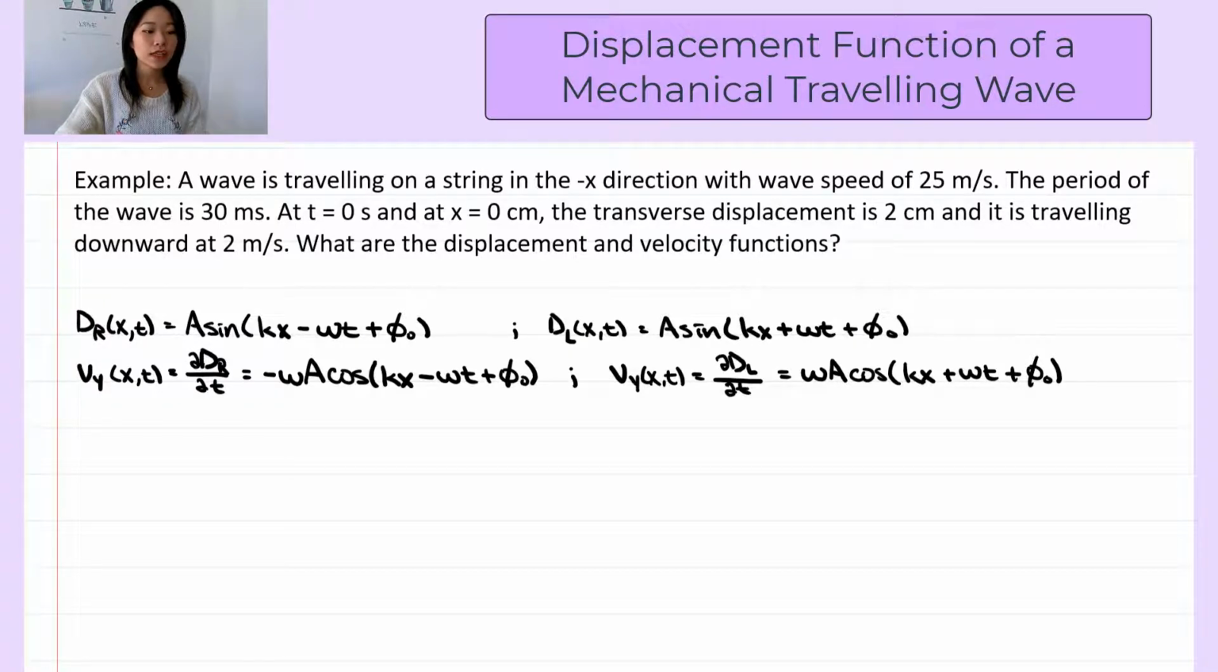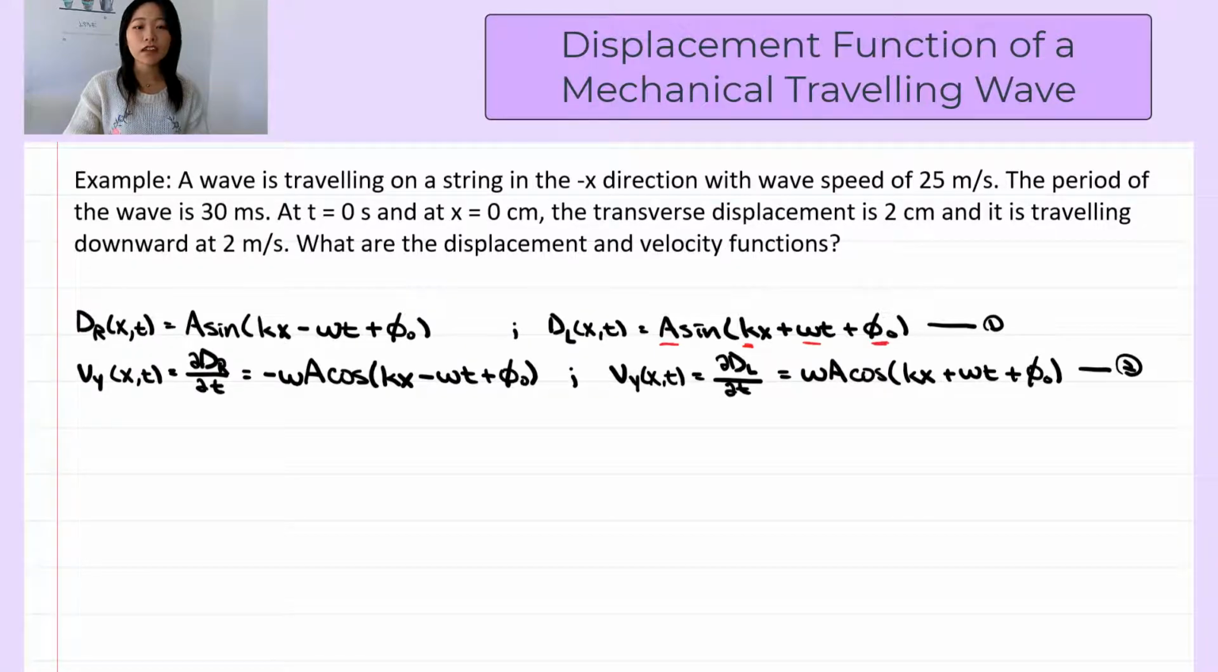So we are going to use the displacement function for left traveling waves, which is the latter one. Let's call this equation 1 and the velocity function equation 2. So to find the displacement function, we need to find 4 constants: the amplitude, wave number, angular frequency, and the phase constant.